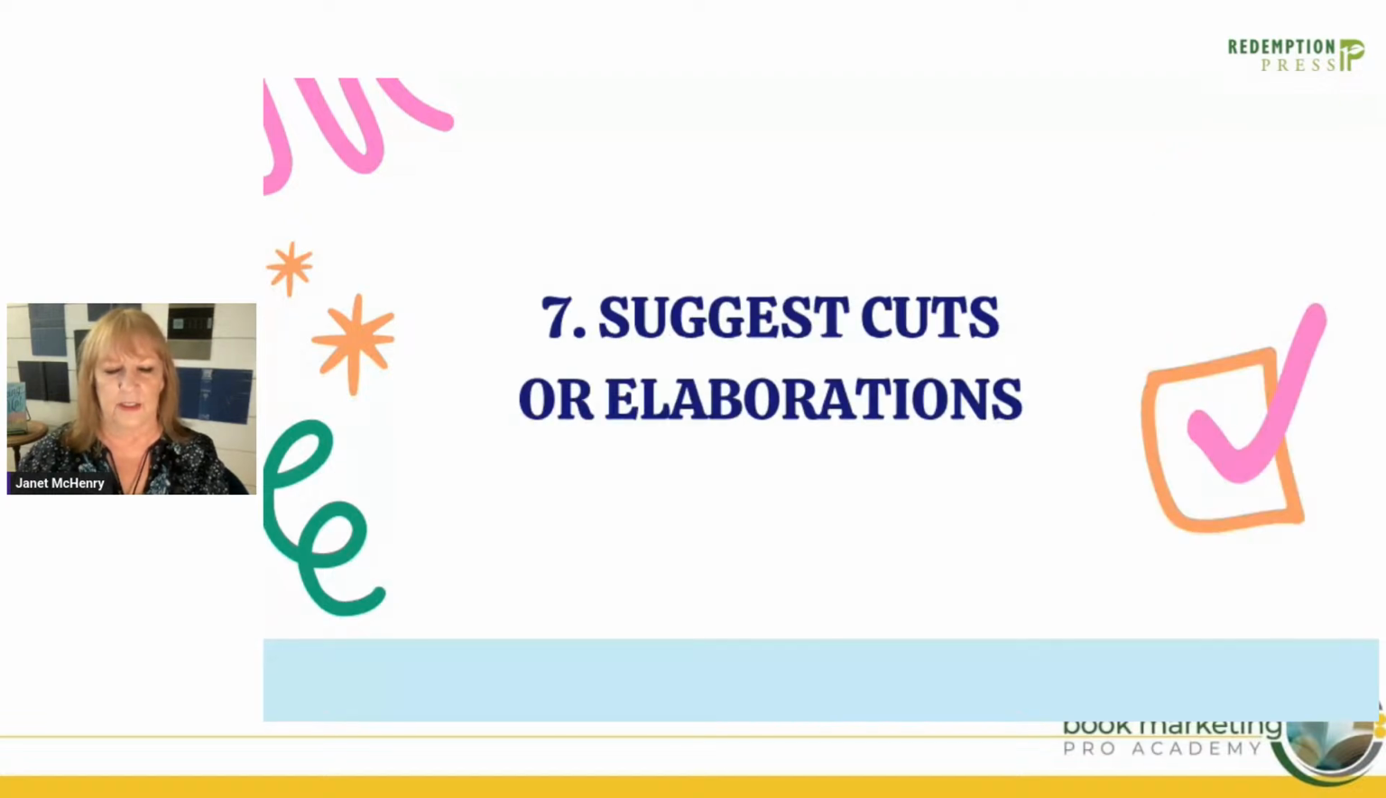They also may ask us to make cuts or condensation. They may feel that a chapter isn't pertinent to this book and ask you to remove it. They may feel that you need to elaborate a little bit more about something. They may ask you to condense some material. An example might be, say, you have a 12 chapter book and your chapters are generally 12, 15 pages, something like that. And then you have a chapter that's 25 pages.